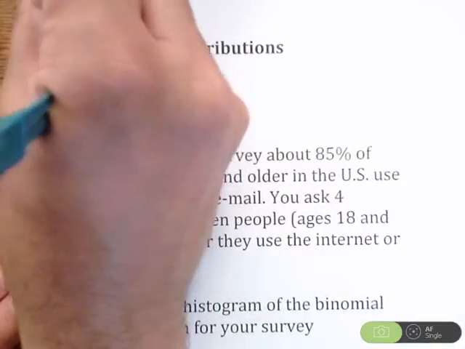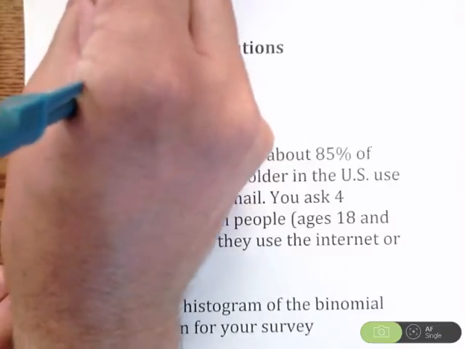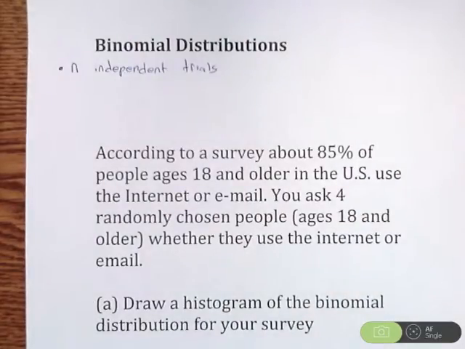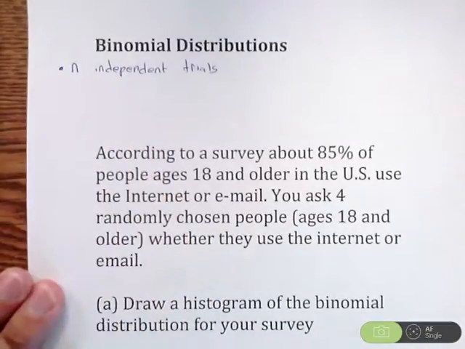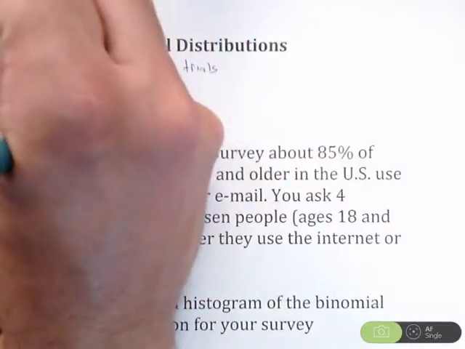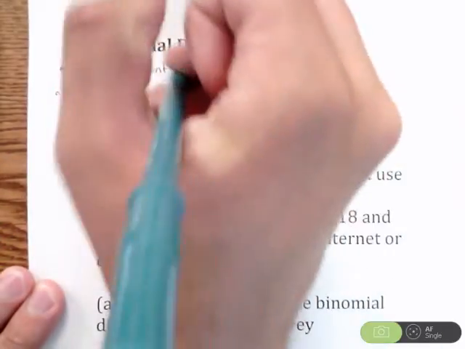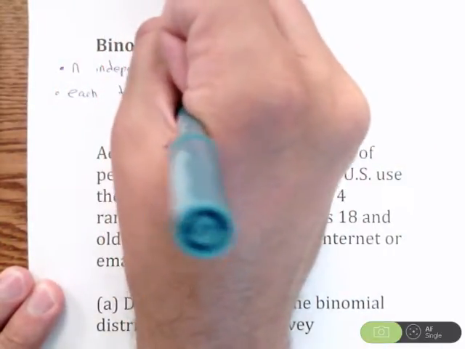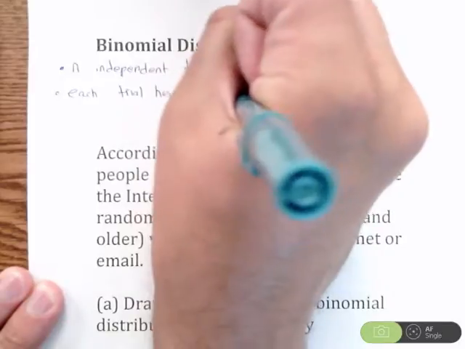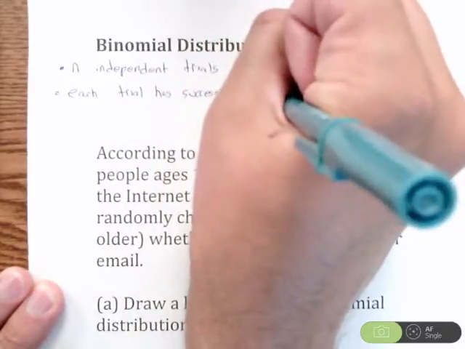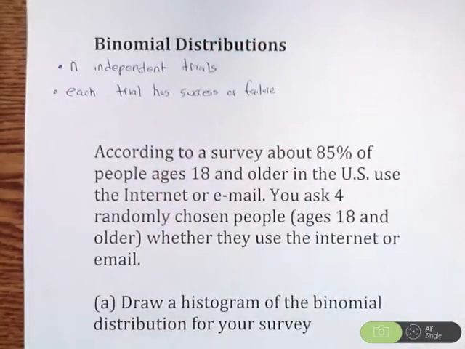We need n independent trials. That's one of the important pieces. So you have some amount of trials you want to do, and they need to be independent. The other thing you need is that each trial has either success or failure. We'll talk about what that means in our example.